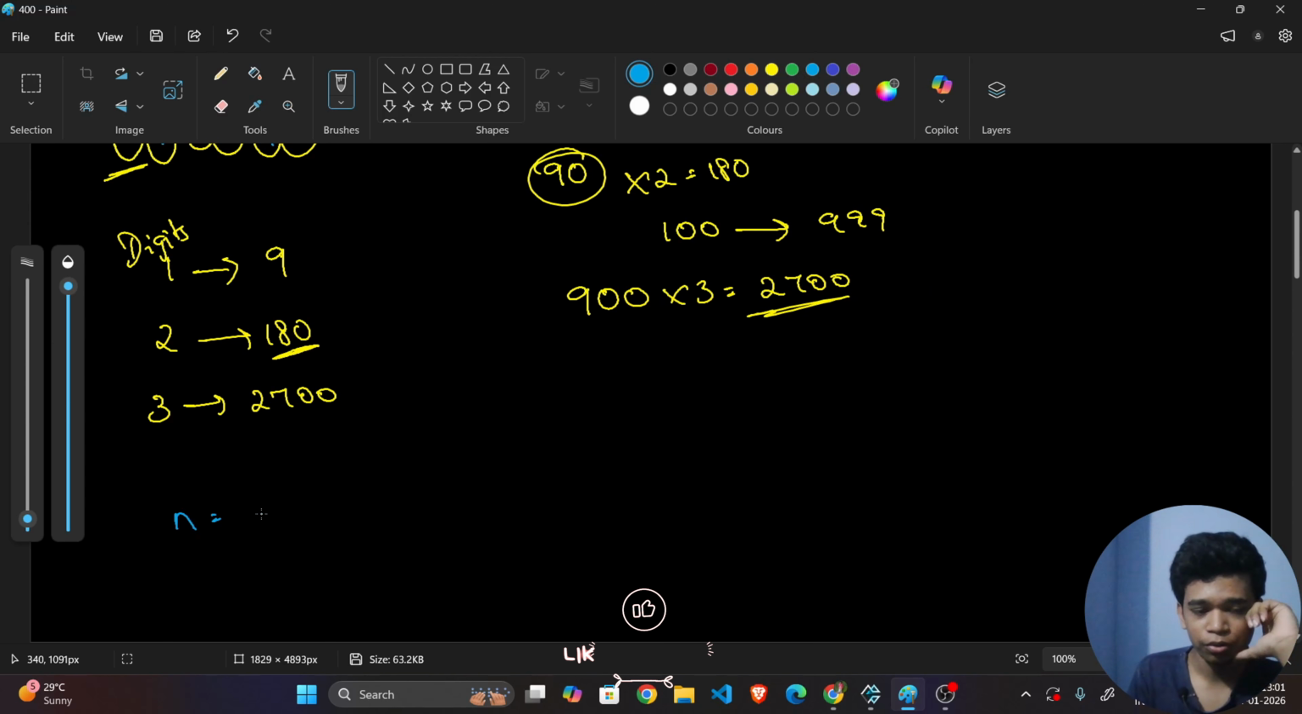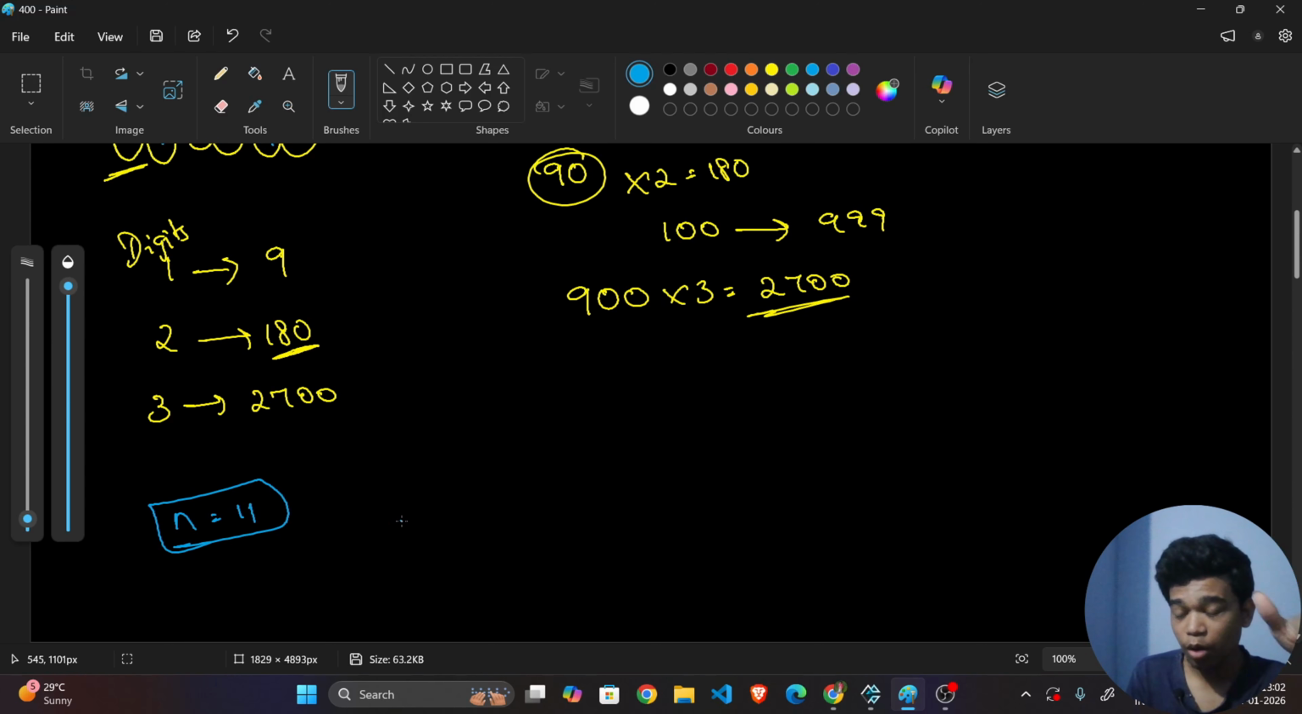If n is equal to, for example, 11, then how am I going to break this problem? Initially, I know it is not less than or equal to 9. If it is not less than or equal to 9, then it cannot be a one digit number. So what should I do? I'll be going to the two digit numbers. From 10, I want to go for a two digit number. So subtract 10 from 11, which is equal to 1.